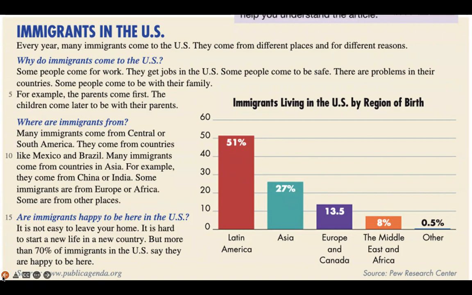Are immigrants happy to be here in the US? It is not easy to leave your home. It is hard to start a new life in a new country. But more than 70% of immigrants in the US say they are happy to be here. Now we can look at this chart. Immigrants living in the US by region of birth: 51% are from Latin America, 27% are from Asia, 13.5% are from Europe and Canada, and 8% are from the Middle East and Africa. 0.5% are from other places.